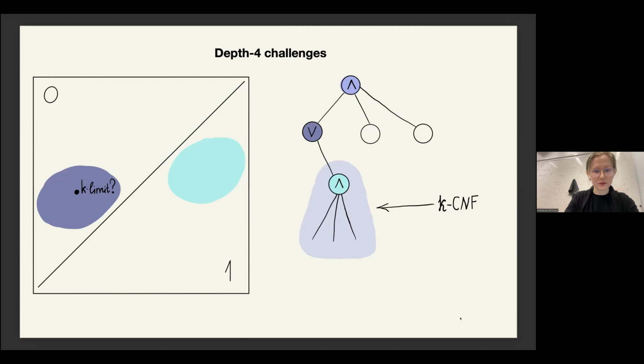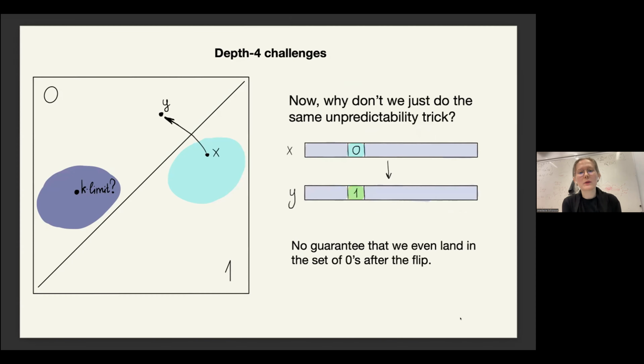But what do we get after we do this? Well, we get this picture. Surely this light blue bubble on the left can be made large. And surely there is a string in which there is an unpredictable bit. But after I do the flip, there is no guarantee that I will end in the part of zeros that I'm interested in. I can land quite far from there. So this is really not what we want.